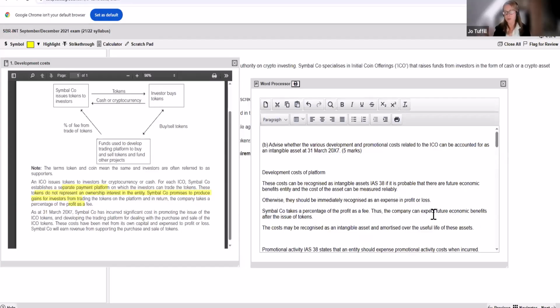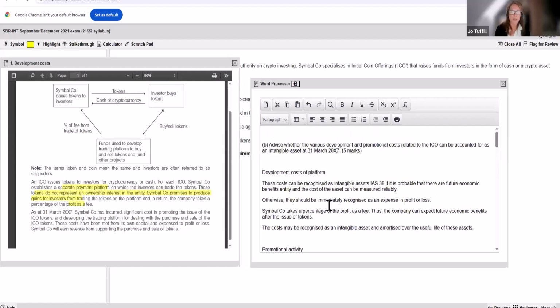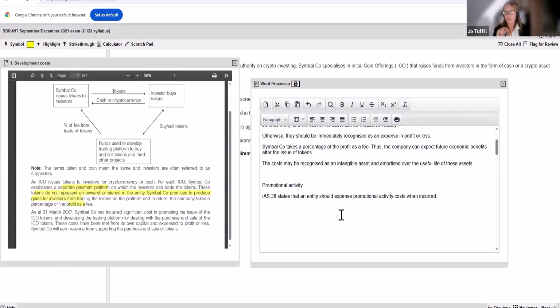You could also, if you want to make sure you've got more marks, say that you do have a reliable measure because the costs are evidence of that. You've got invoices and how much you've spent on developing the platform. The promotional activity is 1 mark for saying it states that the entity should expense the promotional activity when incurred. It's not allowed. Something to that case that marketing and advertising expenses are never allowed to be capitalized because you can't assess the future economic benefits. If you wanted to write that, you can write that too.